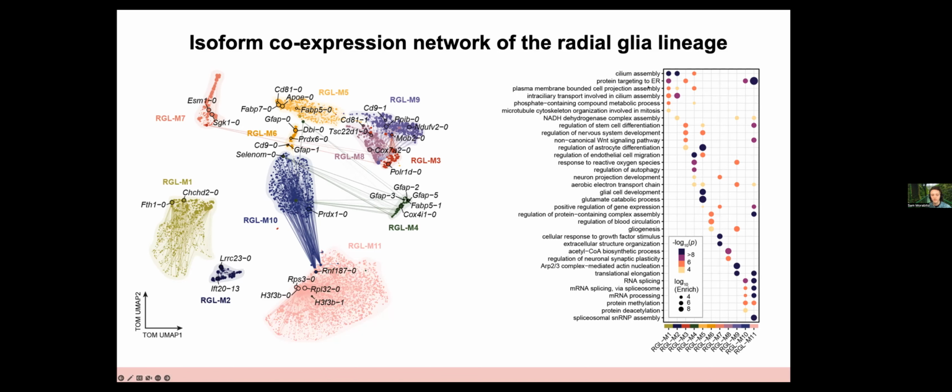So cilium assembly is enriched in module 1. So maybe that's an ependymal module. Some of these are astrocyte differentiation. So that's probably an astrocyte module.